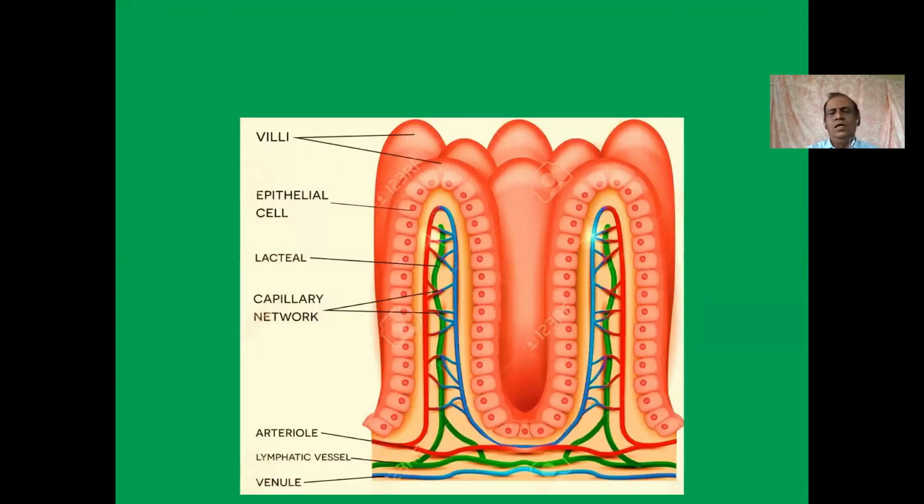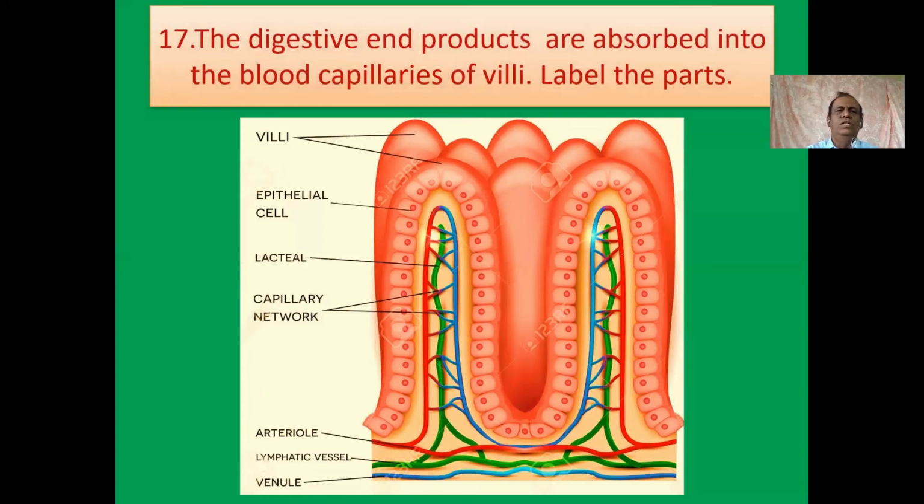So this is the structure of the villi. That one is very well adapted for absorption of digested food. The digested food is absorbed into the blood capillaries of the villi. So here you have to label the parts. The very important parts are the epithelial cells, the villi surface. After that, the rich blood supply and lacteal. So these things you have to label. This one is very important.